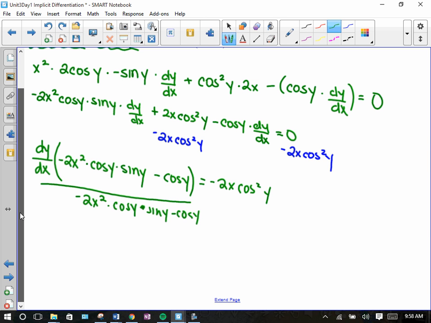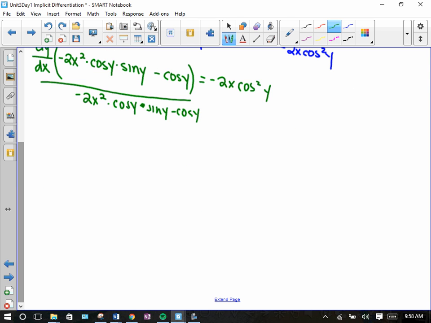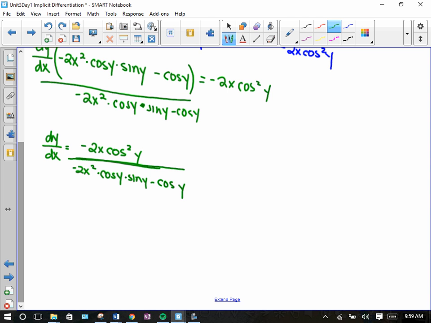So yeah, you're going to have dy/dx equal to negative 2x cosine squared y, divided by negative 2x squared times cosine y times sine y, minus cosine y. So that's the derivative. The hard part here is the derivative.